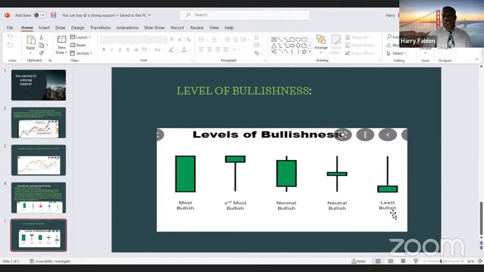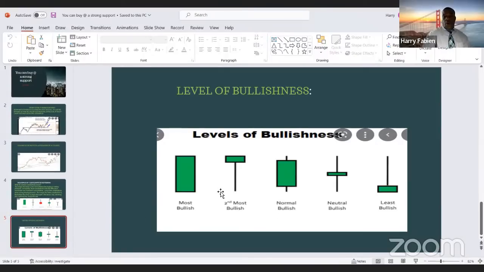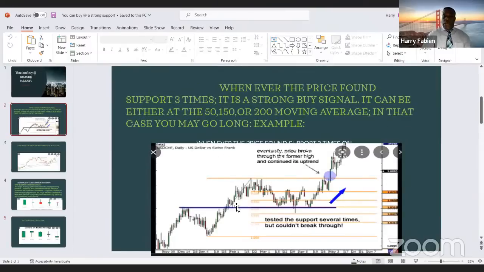And whenever you see this one, which is the least bullish, upside down, the least bullish has the most chance to go down. All right. So we have the most bullish, the second most bullish, a normal bullish, a neutral bullish, and the least bullish. And as I said, I showed you a buy signal candle. Whenever we have three times at the bottom, we call it support. When it touches three times on top, we call it resistance. But that's something I will come back and show.